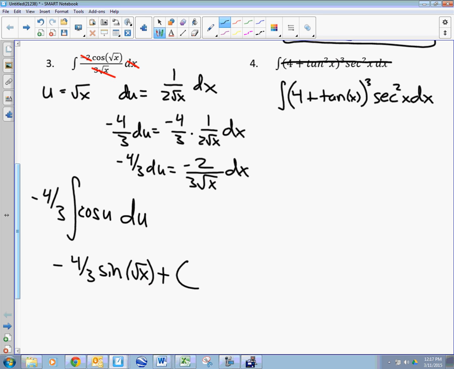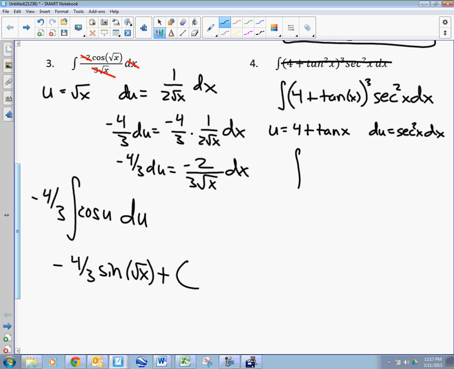So we have this, and so what I look for is what do you take the derivative of to get something else? Well, if we take the derivative of tangent, we get secant squared. But it also works if I take the derivative of 4 plus tangent, I also get secant squared, don't I? Yeah. So I will choose u to be 4 plus tangent of x. So du is secant squared dx. Looks like everything's taken care of, isn't it?